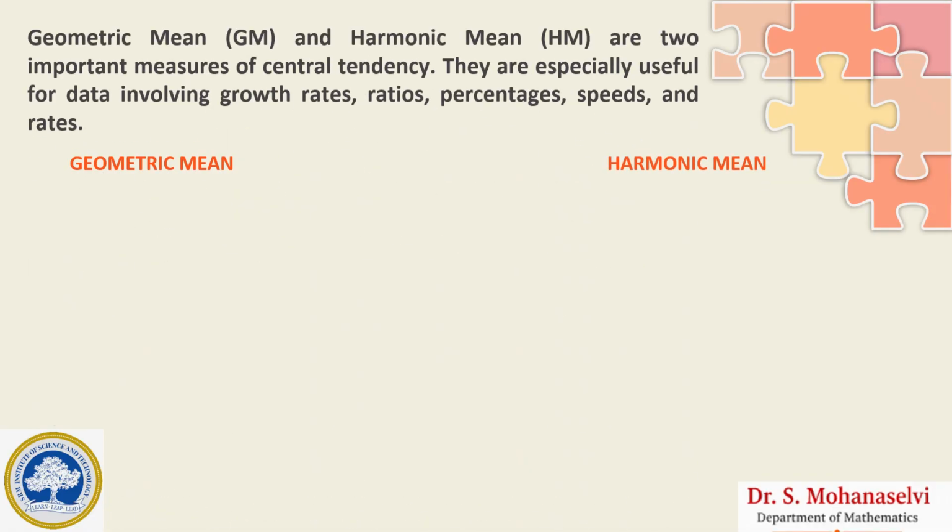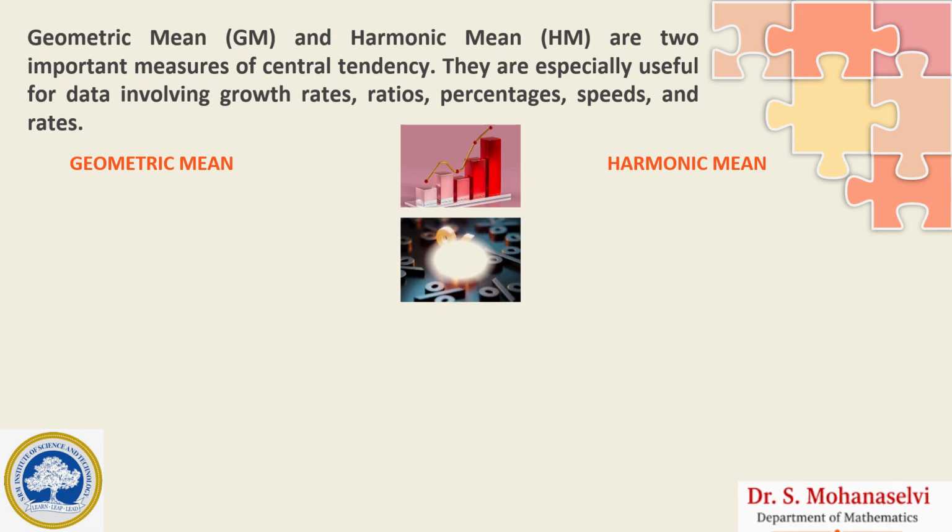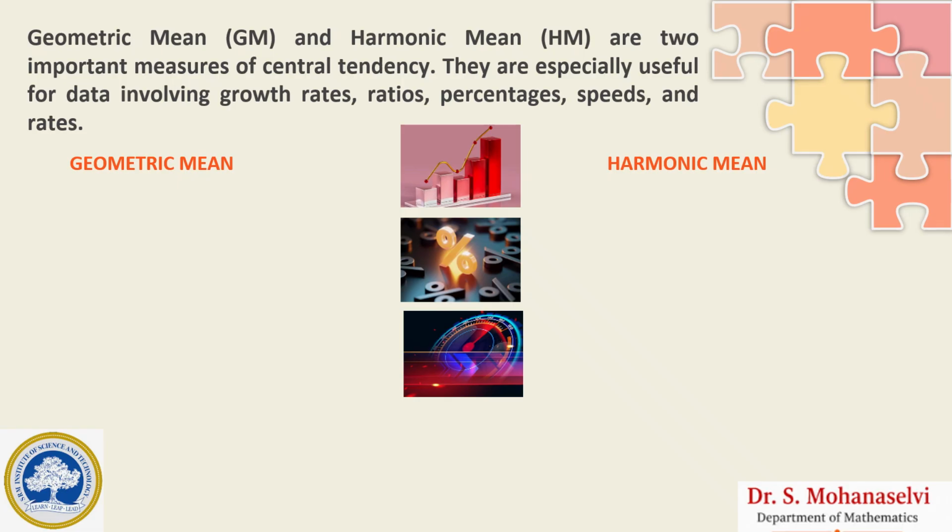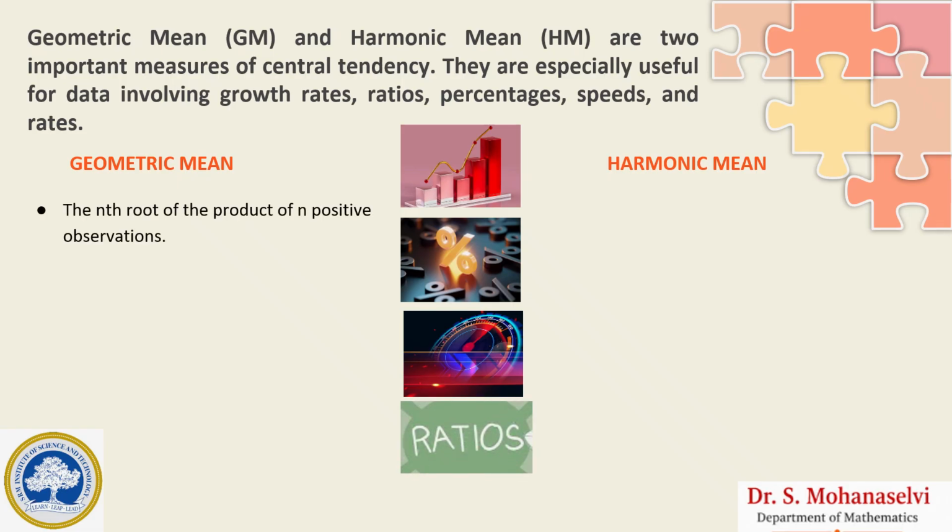So far we have learnt the arithmetic mean. Now let us study two other important measures of central tendency, the geometric mean and the harmonic mean. Although they are not used frequently, the geometric mean is mainly used for growth rates, percentages and ratios such as speed, time and efficiency. For any set of positive observations, the three means always satisfy a relationship.